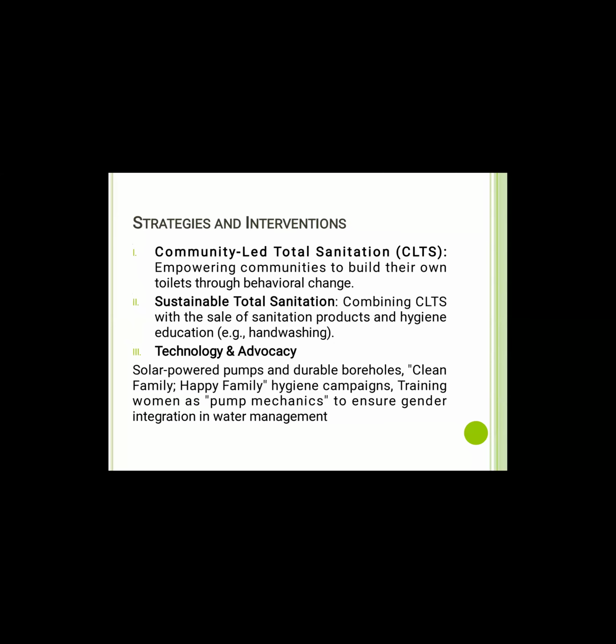Strategies and intervention. Number one strategy, community-led total sanitation, that's the CLTS, empowering communities to build their own toilets through behavioral change. And then we have sustainable total sanitation, that is combining CLTS with the sale of sanitation products and hygiene education, e.g. hand washing. And then the third strategy, we have technology and advocacy: solar-powered pumps and durable boreholes, clean family, happy family hygiene campaigns, training women as pump mechanics to ensure gender integration in water management. Next slide, please.